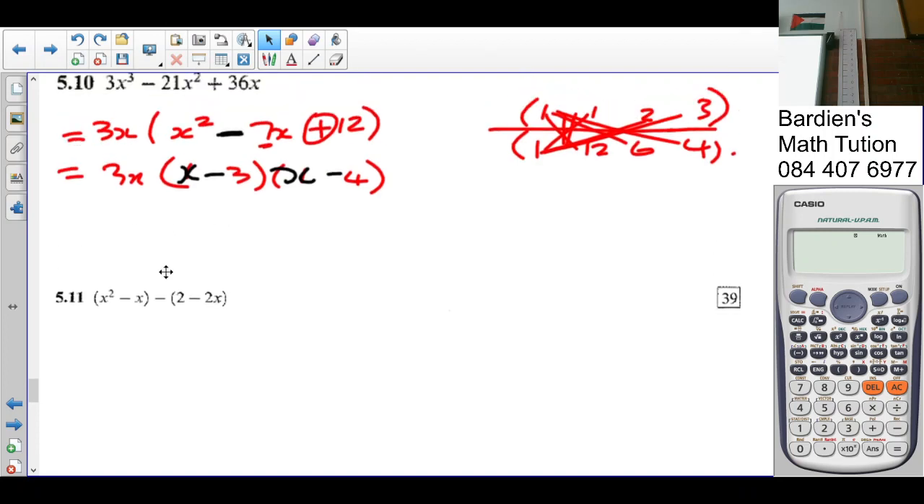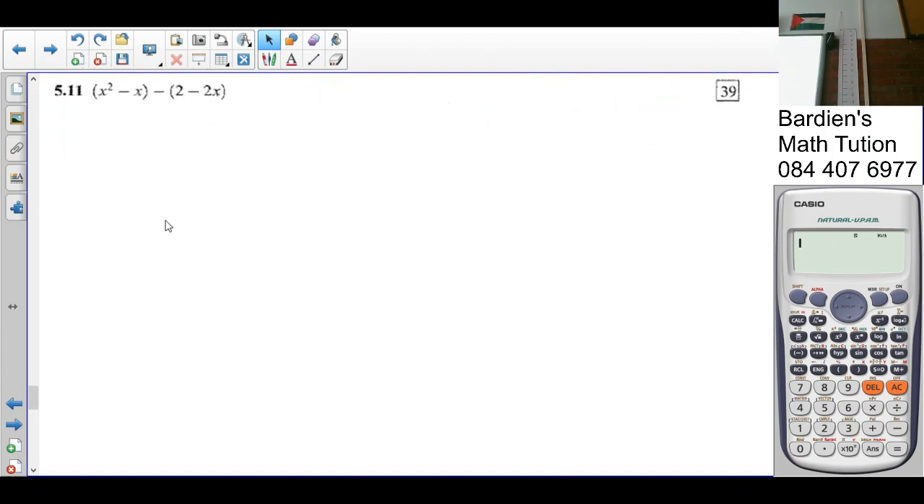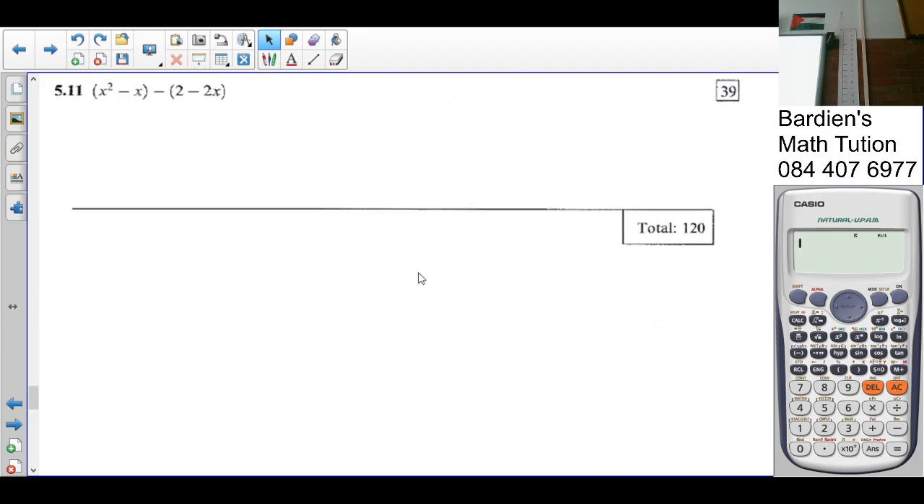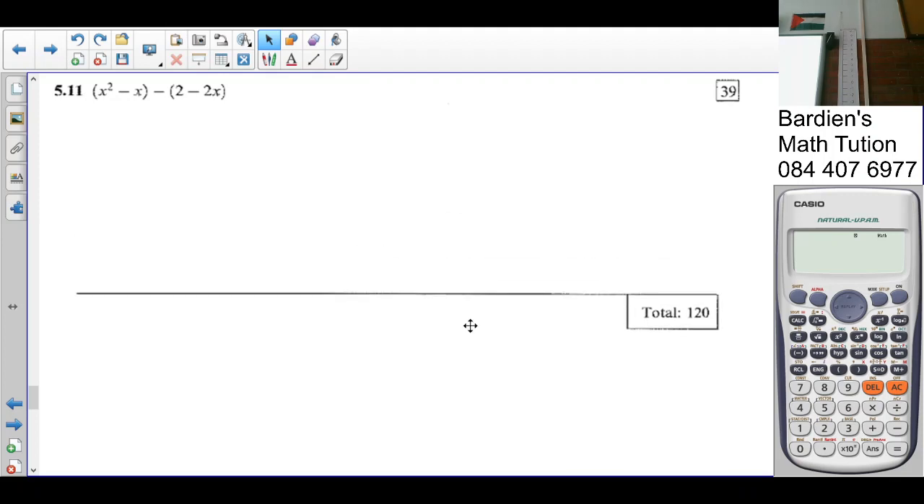Alright, next one. Question 5.11. There's also the last one, not so? This paper is 120 marks. What are we going to do here? No, you don't skip. Must we take out a common factor? Yes, you're absolutely right. What is common? x. What are we left with? x minus, second bracket, 2. So negative 2 into 1 minus x.